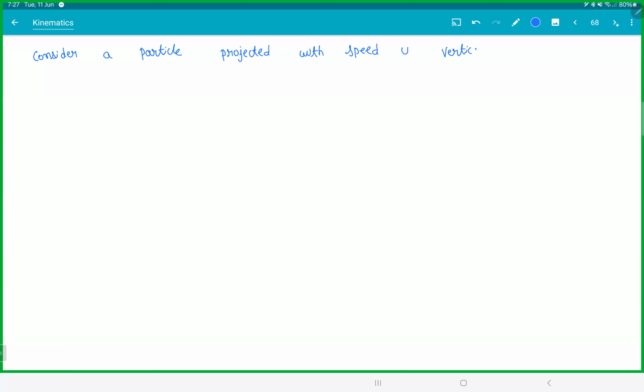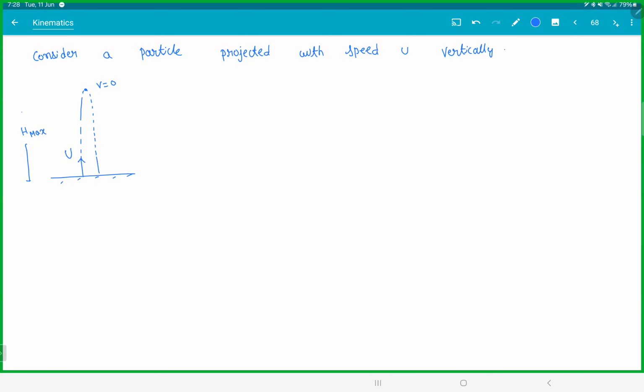So if you project a particle with speed u vertically, now technically, if I throw like this, it will go up and come back on the same line, but it will be difficult for us to understand. So I'll be putting it a little to the side. Whereas in reality, it is actually going on the same line and coming back on the same line. So at the highest point, velocity is 0.